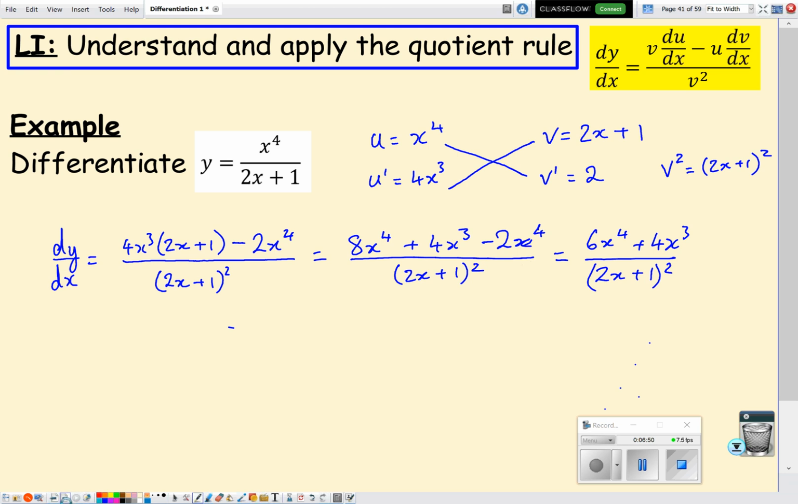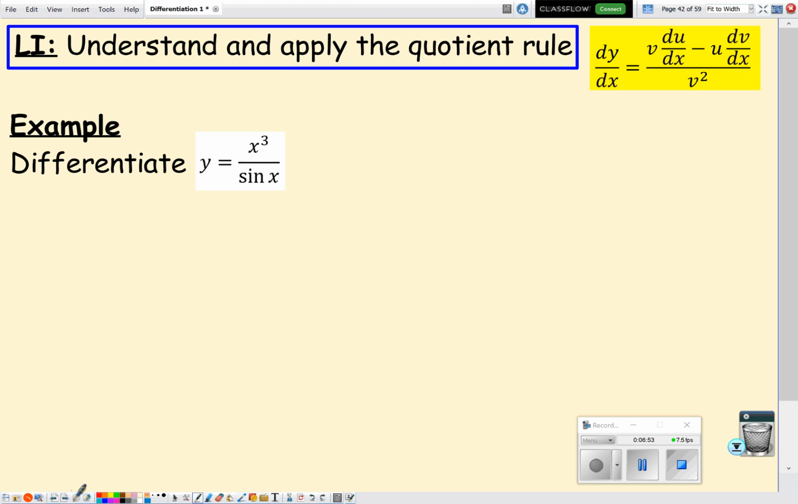Let's have a look at another one. This time it's x cubed over sine x. So again, same process, u equals x cubed, v equals sine x, u dashed equals 3x squared, v dashed equals the derivative of sine x, so that's cos x. And so v squared is going to be the sine of x squared, so sine squared x.